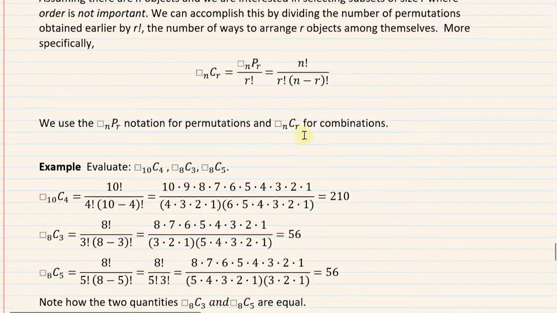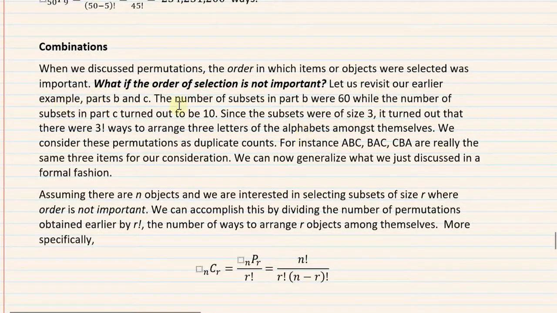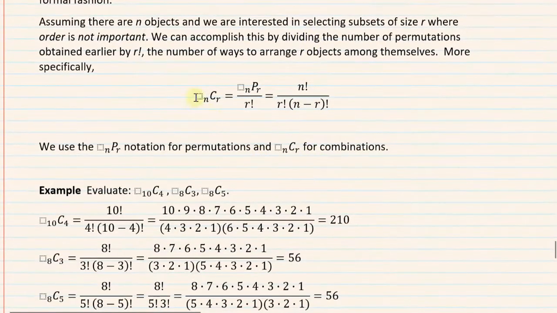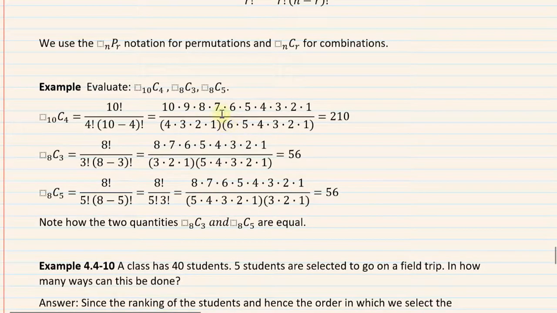This formula is the formula for combination. Now the way they read it is C(n, r), combination of n items taken r at a time. So let's say we want to do C(10,4), C(8,3), C(8,5). So just go through these in the detailed computation.